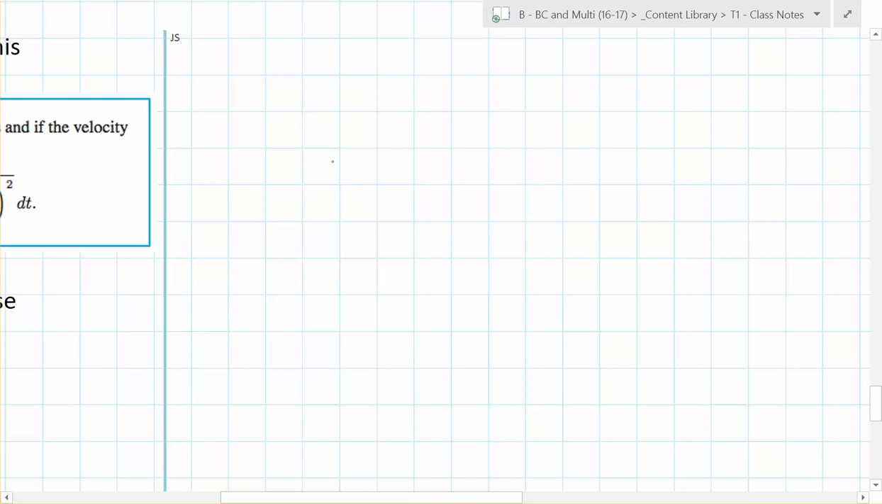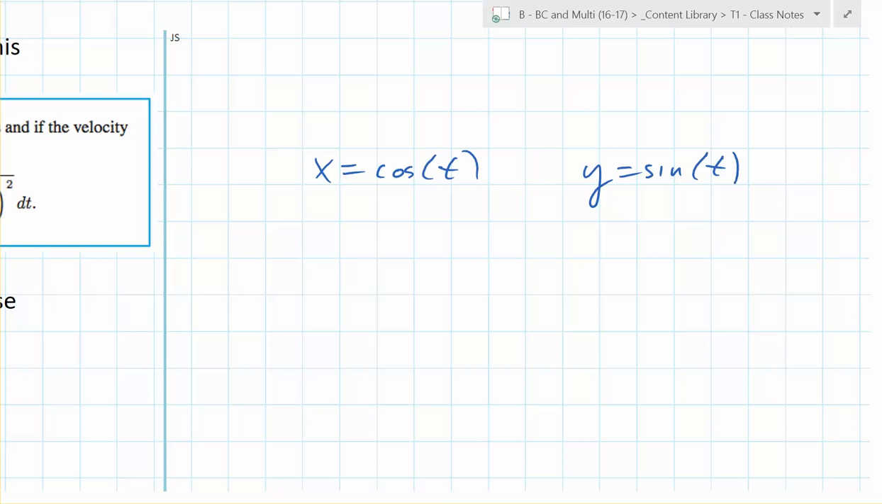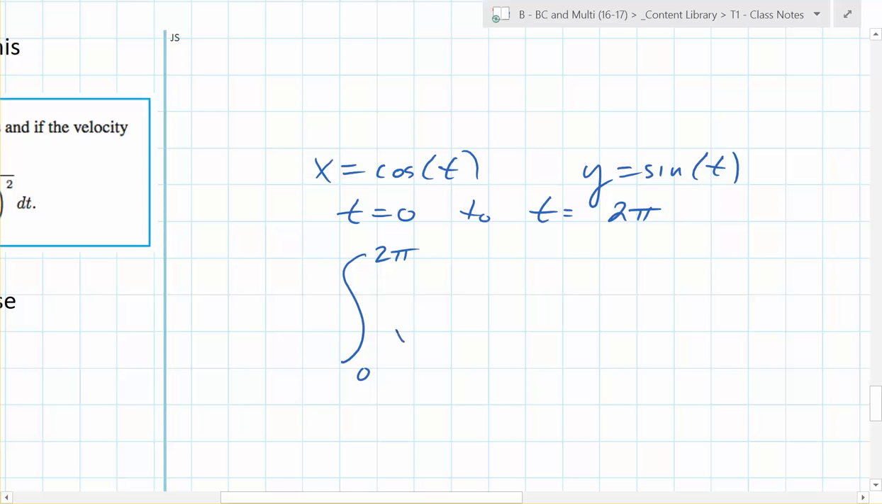What was this? What was x equals cosine t and y equals sine t? What was that? That's a unit circle, right? Let's say I wanted to know what's the distance around the circle using this formula. What's one rotation? How far? How much time does it take to go around one rotation on this? Where does it start? T equals 0 to what? 2 pi. Okay, so what integral would we need to integrate here? The integral of what? 0 to 2 pi of the square root of, well, what's dx dt?